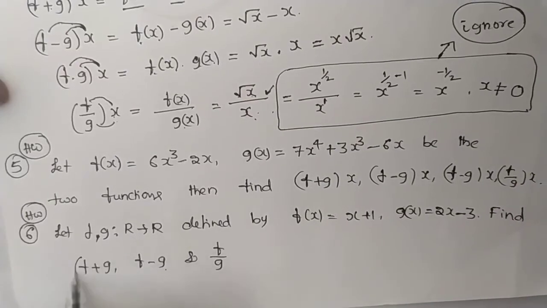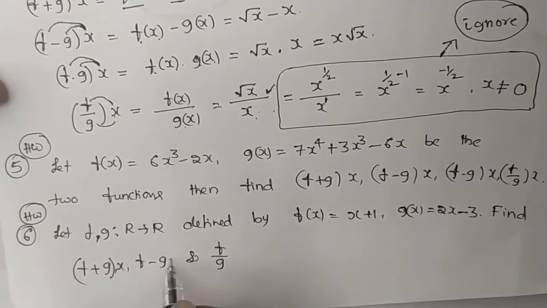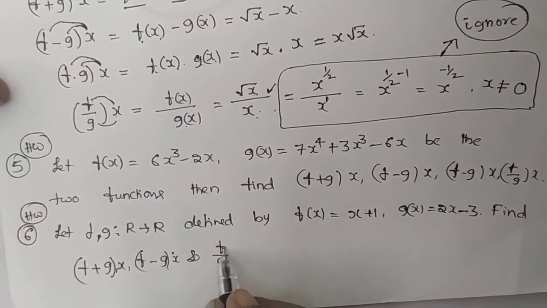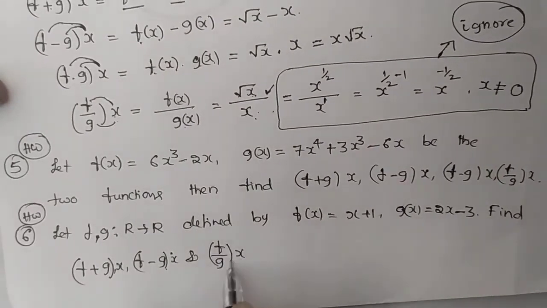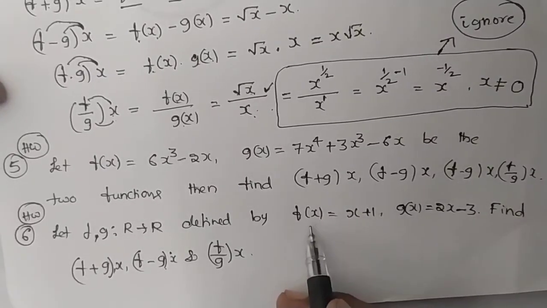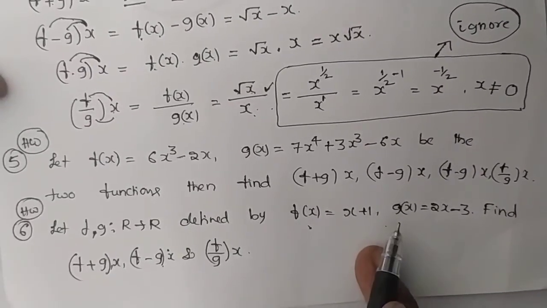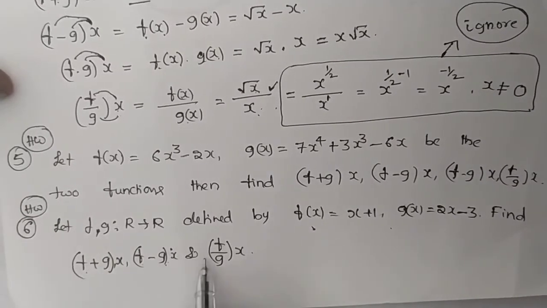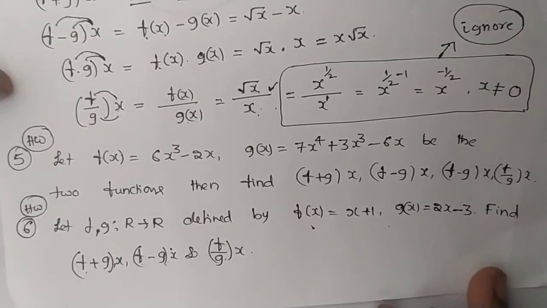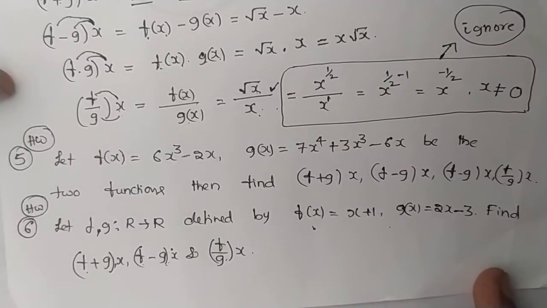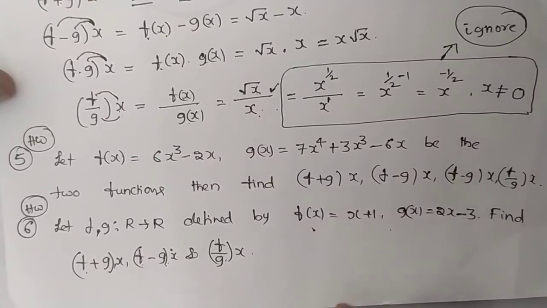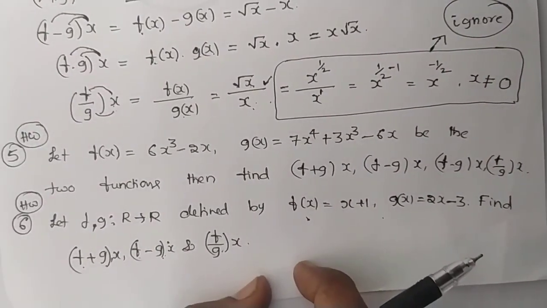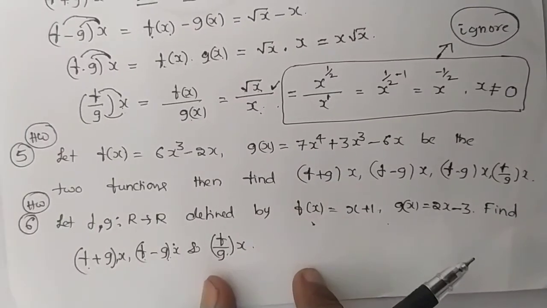Don't be confused. f plus g of x we have to find, f minus g of x has to be found, f by g of x has to be found. The given functions are f of x and g of x. We have to find the functions for f plus g of x, f minus g of x and f by g of x. Okay dear students, hence that is the class for today. In the next class we will continue with the next type of problems, finding the domain and the range for the given function.